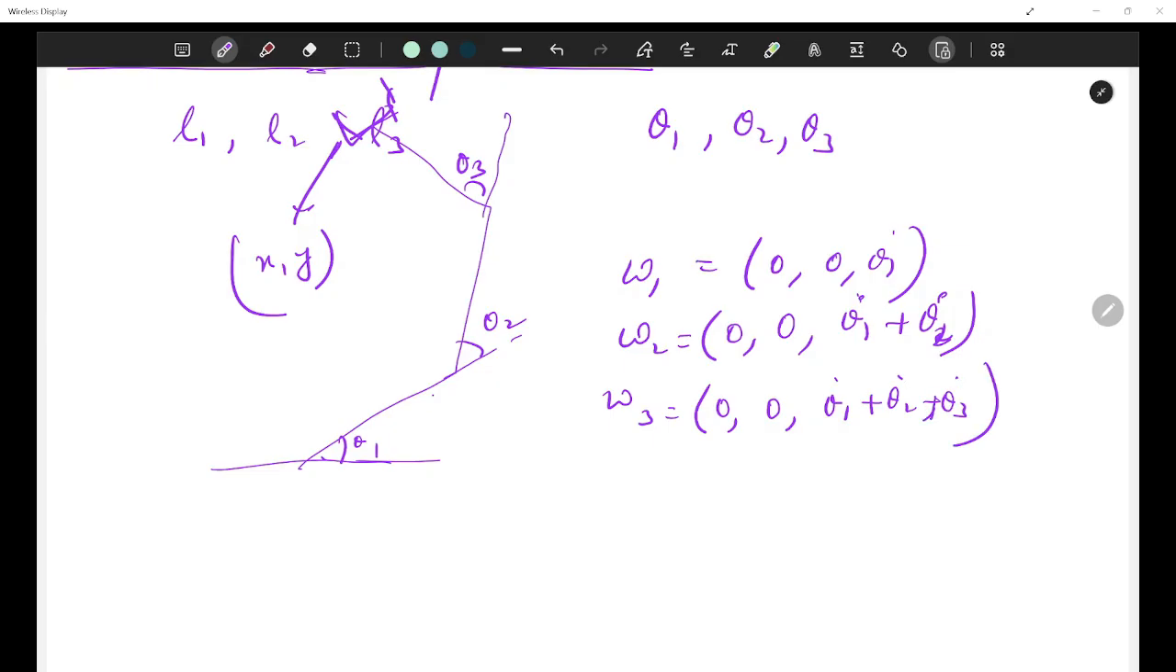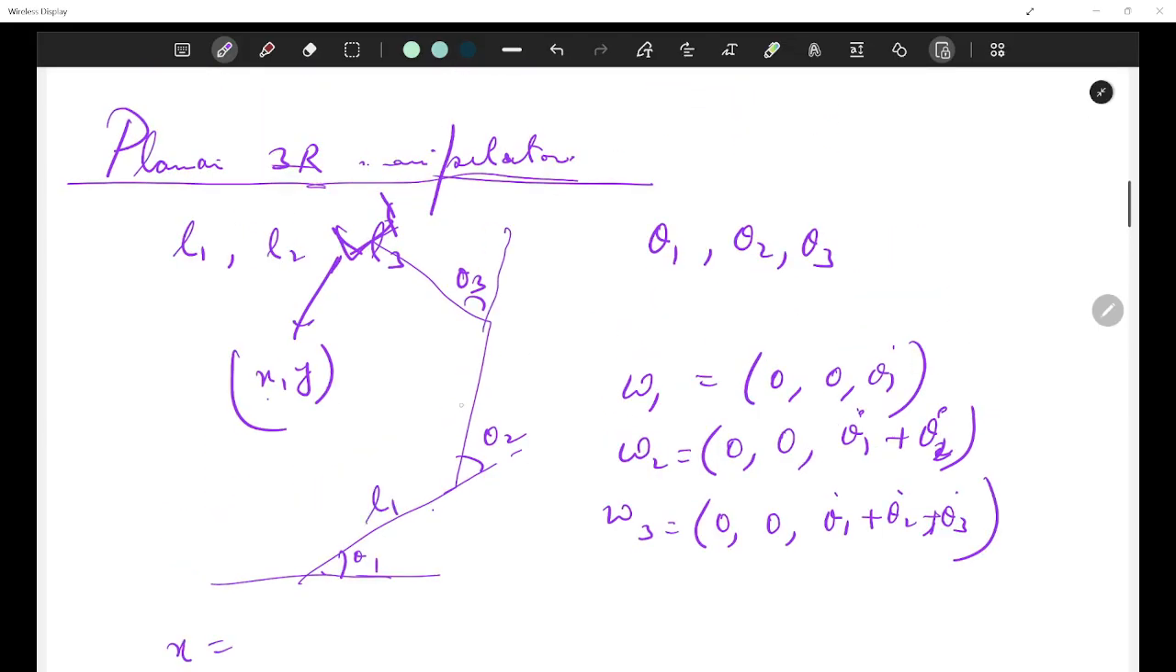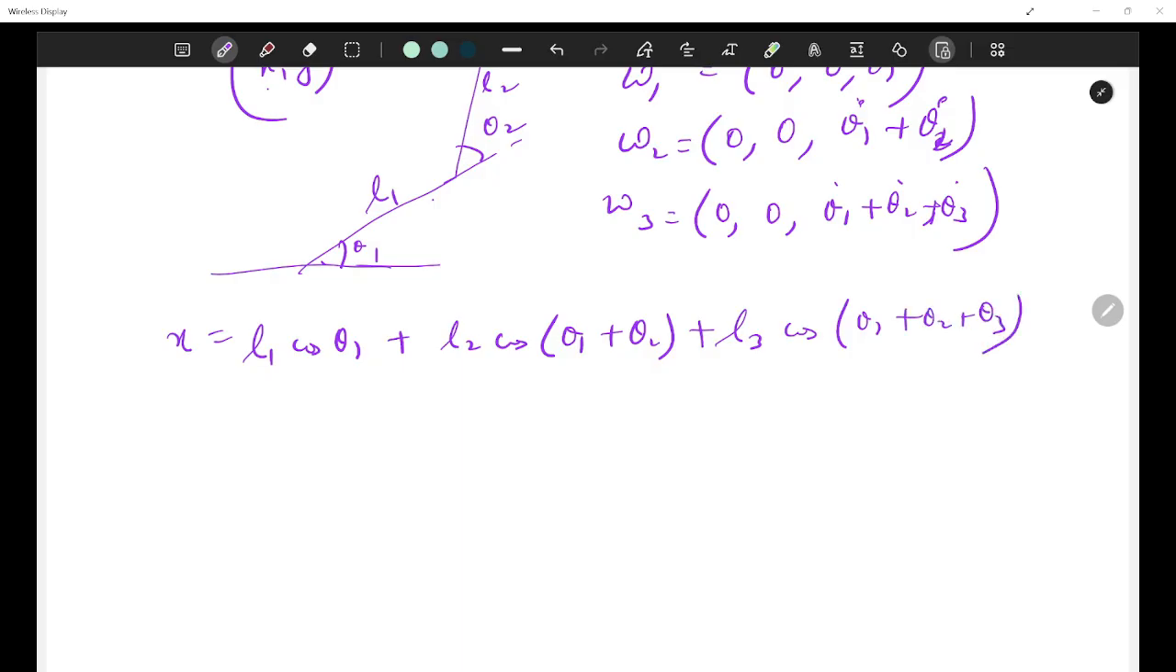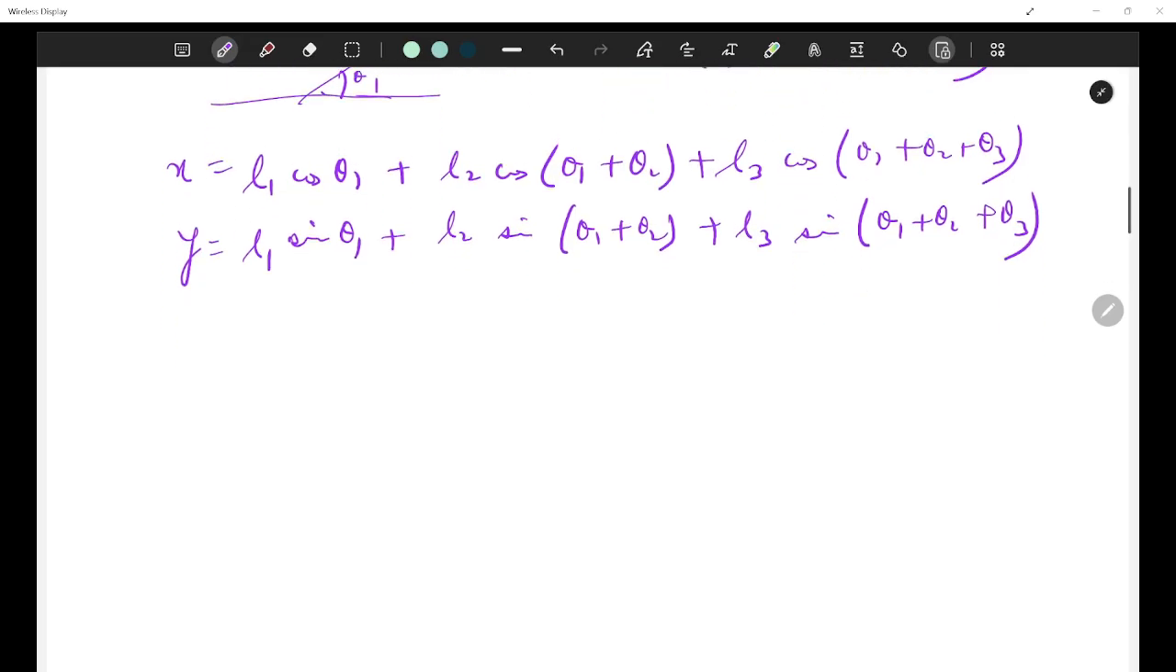Okay, and from the end effector position, if you want to write what x would be, let's say the lengths are L1, L2 and L3. It would be L1 cos theta 1 plus L2 cos(theta 1 plus theta 2) plus L3 cos(theta 1 plus theta 2 plus theta 3), right? y would be the same quantities but in terms of sine: L1 sine theta 1, plus L2 sine(theta 1 plus theta 2) and L3 sine(theta 1 plus theta 2 plus theta 3). Okay, we can differentiate this to get the velocity.